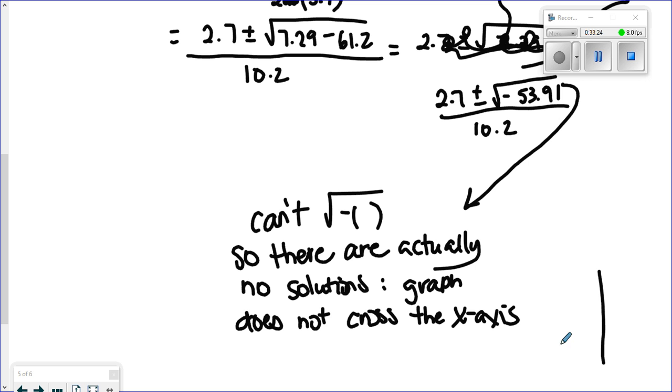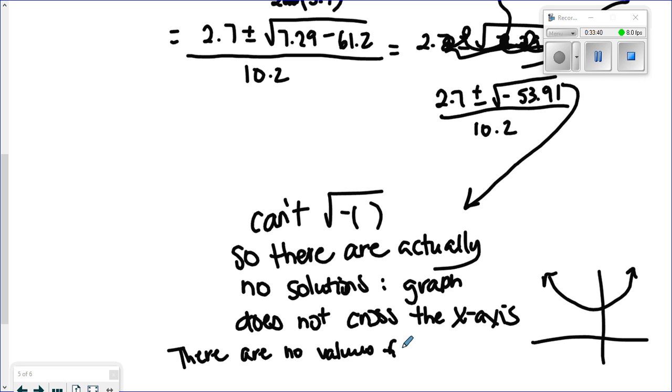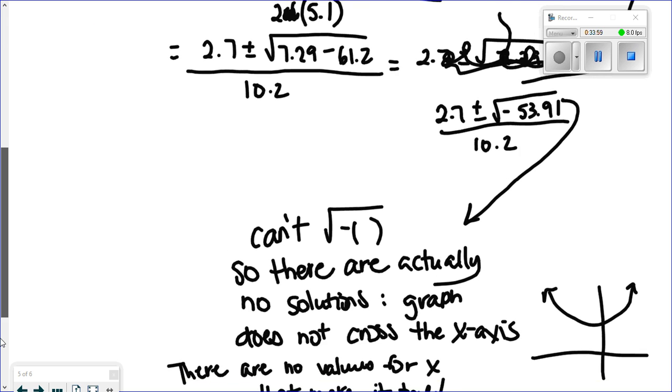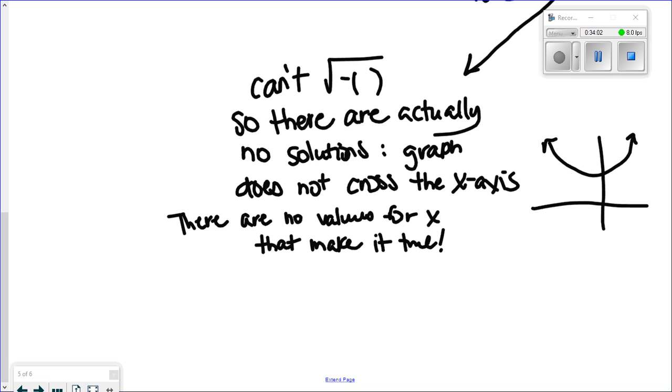If you punched it into your calculator and tried to graph it out, it looks something like this. So there are no values for x that make it true. So that one, there's just actually no solution. If we look back, there's no way to put a value in for x that would make your equation true. So that's something that you can come across.